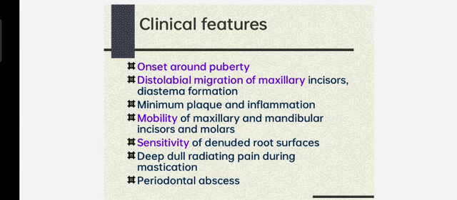So the important keyword is onset around puberty. Since the disease is spreading very fast, there is distolabial migration of maxillary incisors, minimum plaque and inflammation, mobility of maxillary and mandibular incisors, sensitivity of denuded root surface, deep, dull, radiating pain during mastication, or might be periodontal abscess.